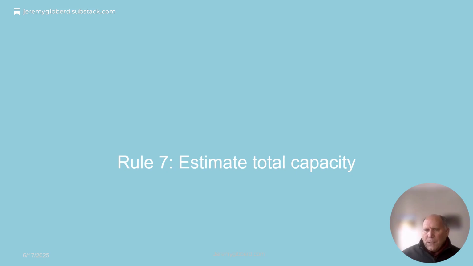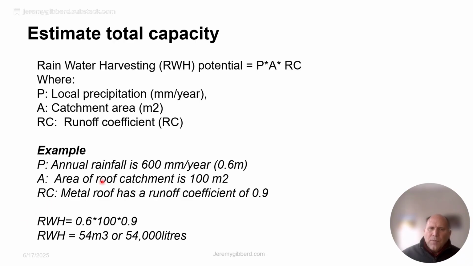So estimate the total capacity of your roof. This is a very simple calculation. You take your local precipitation, your catchment area, and your runoff coefficient, and that will give you the total capacity that you will be able to harvest. So here we can take 600 millimeters, 0.6, times 100 square meters of roof area, times 0.9, which is our runoff coefficient if it's a metal roof, and we then have a figure of 54 cubic meters or 54,000 liters, and that's what we can harvest over a full year.